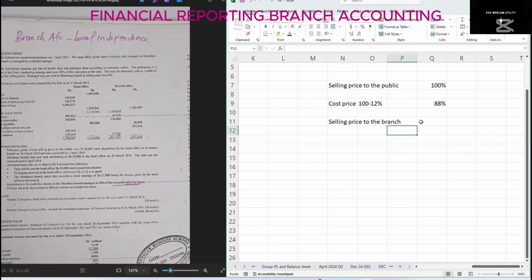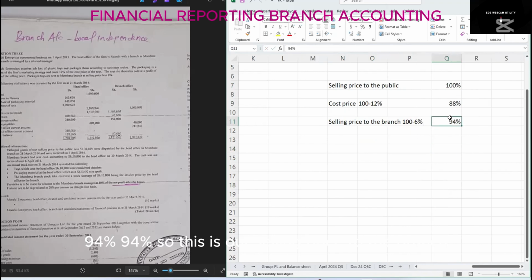We've been told for the branch, here below, packaged toys are sent to the Mombasa branch at a selling price less 6%. So the selling price to the public is 100. But now, selling to the branch, we are selling it at 100% but less 6%. I think maybe that is a discount. So we will take 100 minus 6%, so the selling price to the branch will give us 94%.